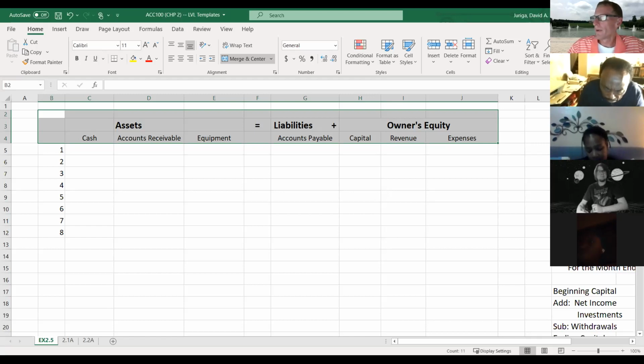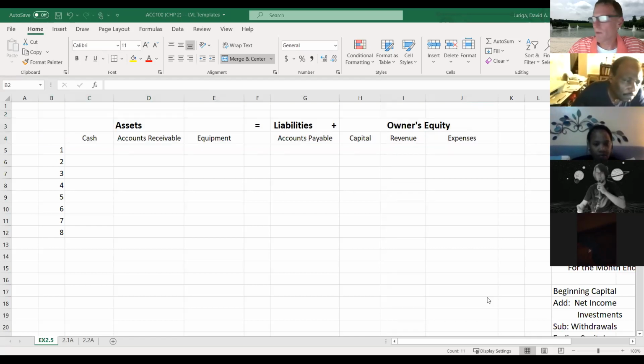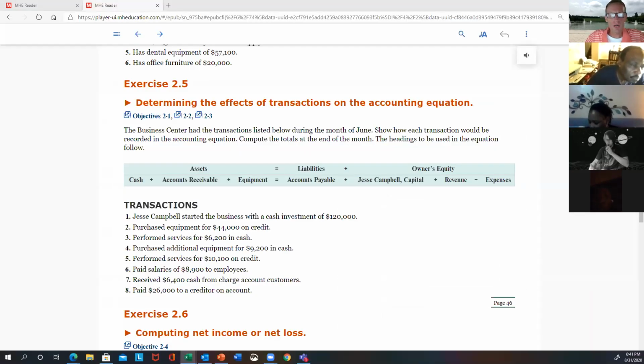All right, let's get to the prompts. I'm back on the screen. Let's start with the first one. We've got 8 transactions, 1 through 8, and let's start with number 1. Jesse Campbell started the business with a cash investment of $120,000. You have to ask how this fits into the equation. With that $120,000 cash investment, what's going to happen to cash? Is it going to increase or decrease? It's going to increase. So, increase, $120,000 under cash.